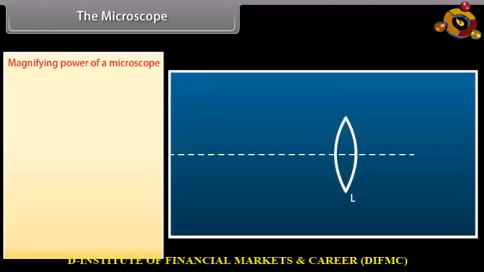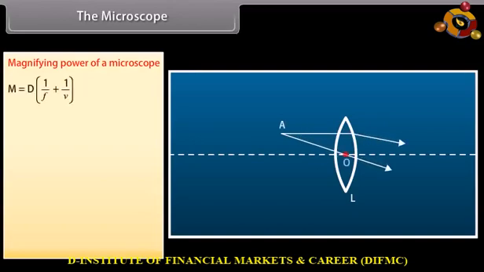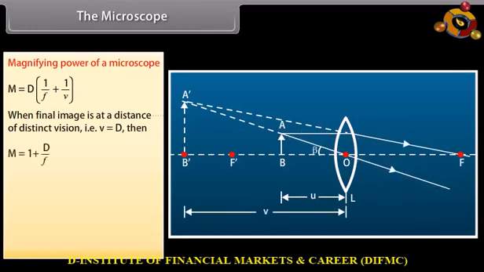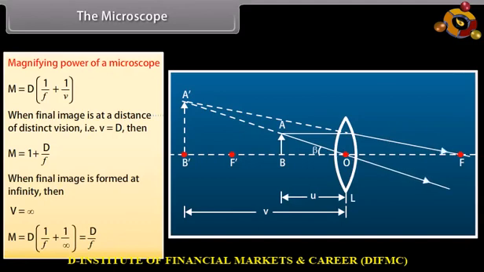Magnifying power of a microscope. M is equal to D into (1/F + 1/V). When final image is at a distance of distinct vision, that is V is equal to D, then M is equal to 1 plus D/F. When the final image is formed at infinity, then V is equal to infinity, M is equal to D into (1/F + 1/infinity), that is D/F.